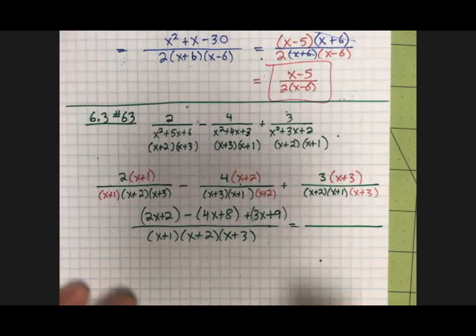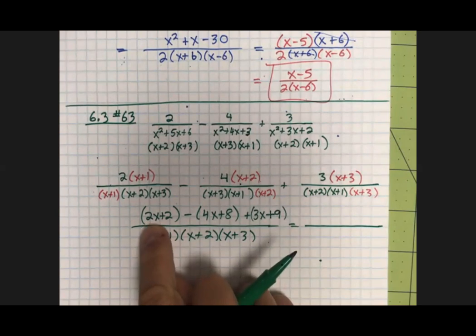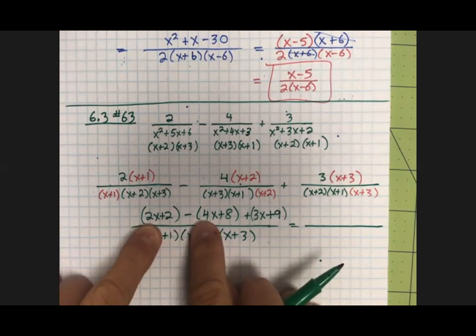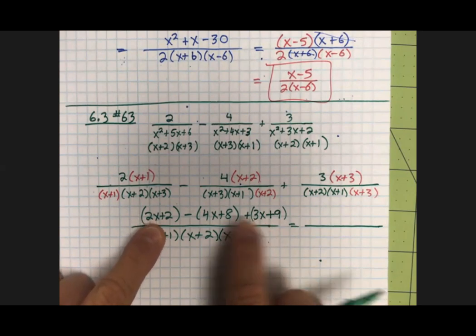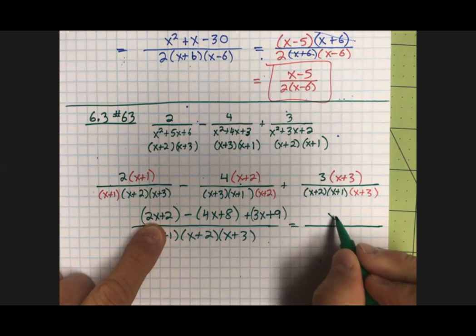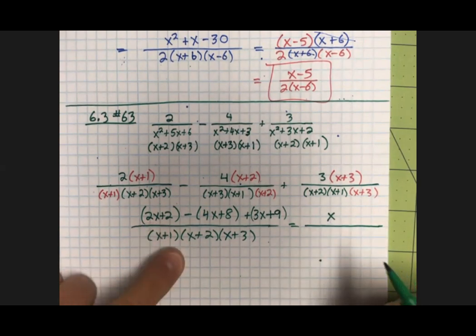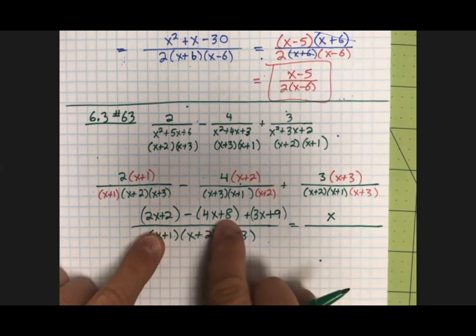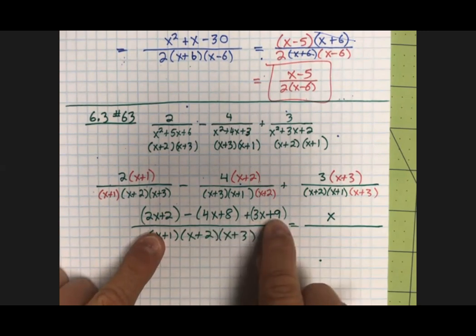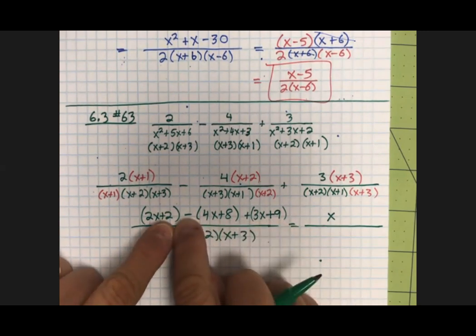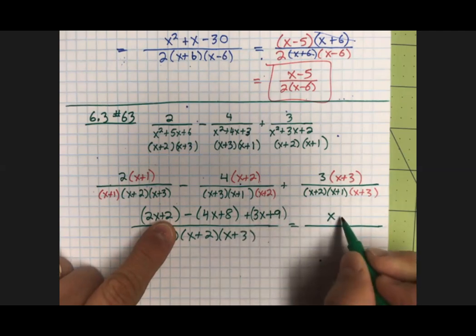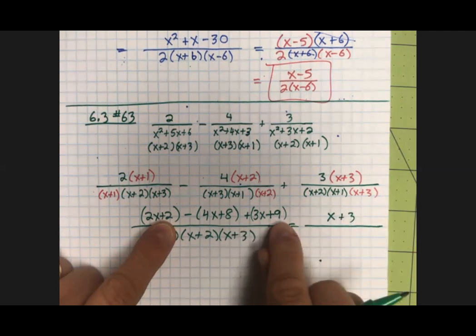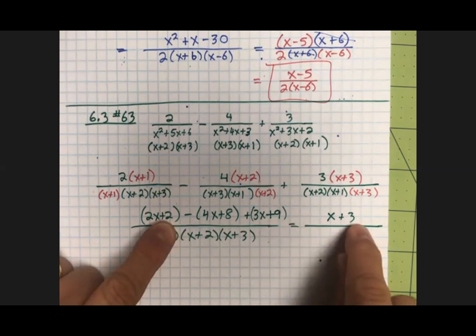So let's bring it together. I can scan the top, right? You got 2x's minus 4x's plus 3x's. How many x's total? 5x's minus 4x's, which is 1x. How about the numbers? 2 minus 8 plus 9. 2 minus 8 is negative 6, plus 9 is what? Negative 6 plus 9 is positive 3. I could have said 11 minus 8 is positive 3.